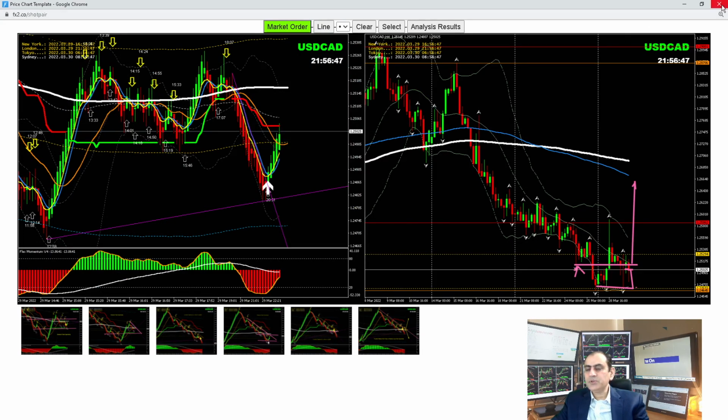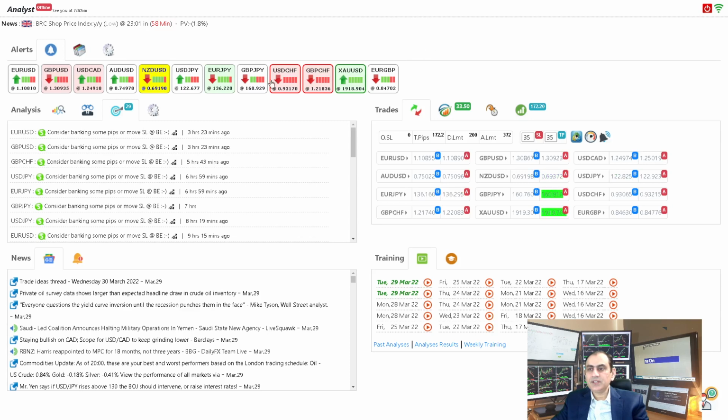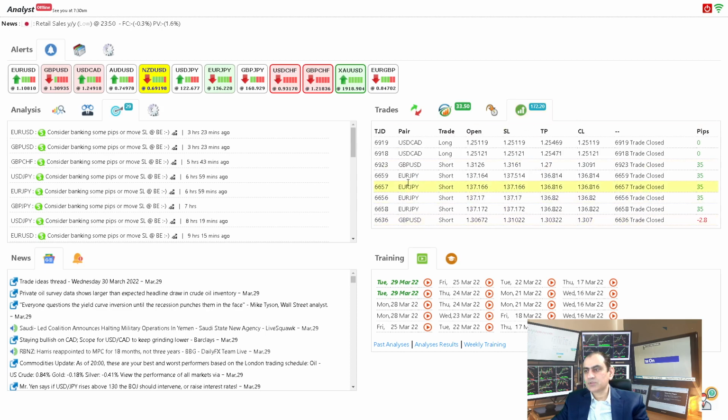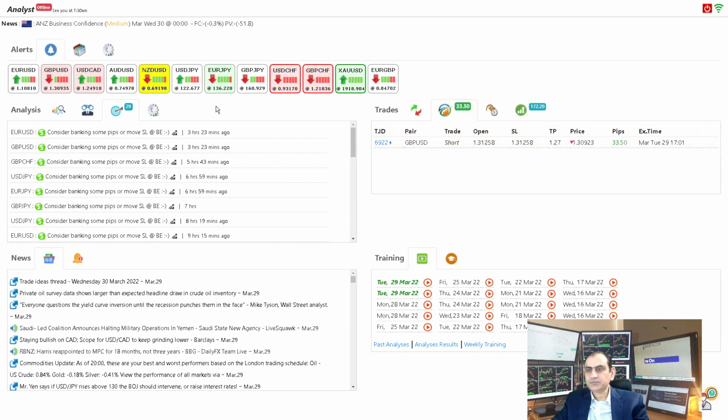All right, guys, I hope you enjoy all this analysis. Let me share with you another beautiful trade. That was the pound yen and the euro yen. That was a beautiful trade. You can see here most of the yen trades, short trade here, banking 172 pips.